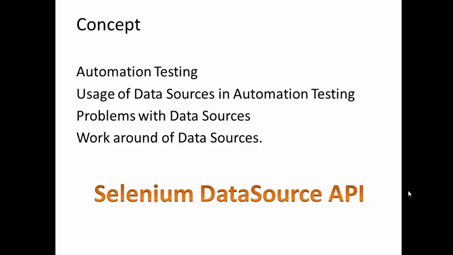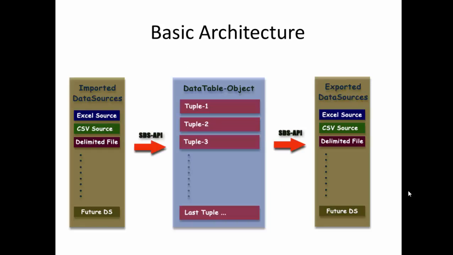So basically, what is the basic architecture behind this? The basic architecture is very easy. It imports the data sources, and while importing, it takes all kinds of values and properties related to your data sources into a data table object. This data table object is the important one here. In this data table object, it takes your structured data as tuples. Data tables are created from tuples, and tuples are created from column values. So it's a very simple concept.